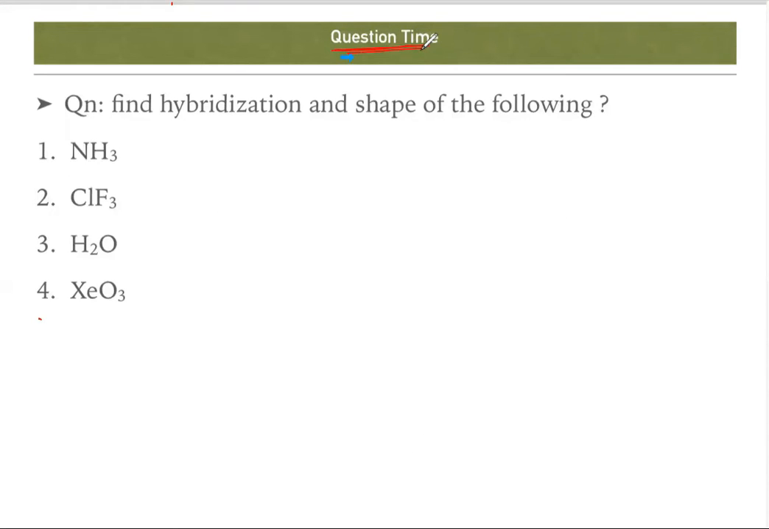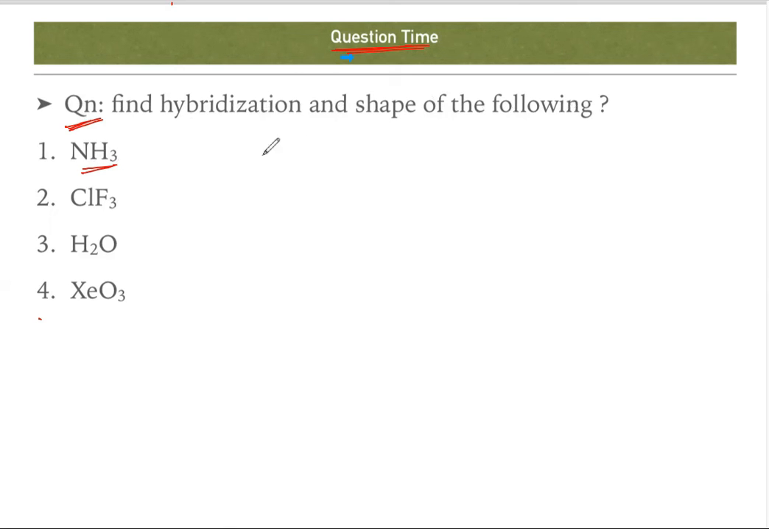So next is question time. I want you to try these questions and let me know in the comment section. So I think you have already solved the questions. So let us just try one by one. NH3, find the hybridization and shape of the following molecule, ammonia.